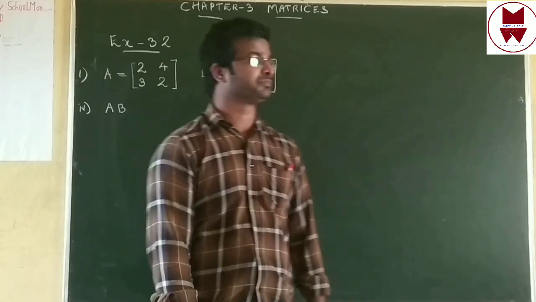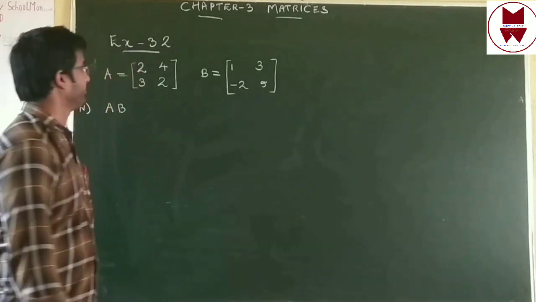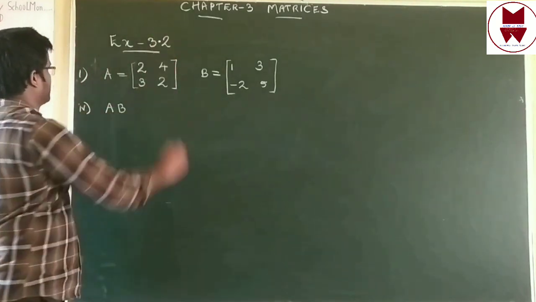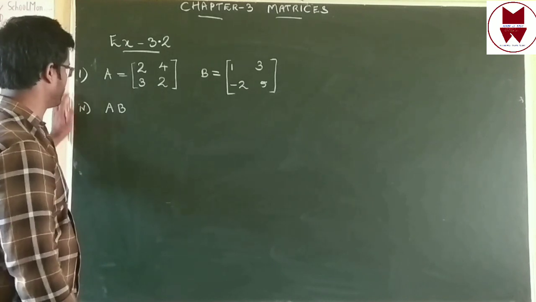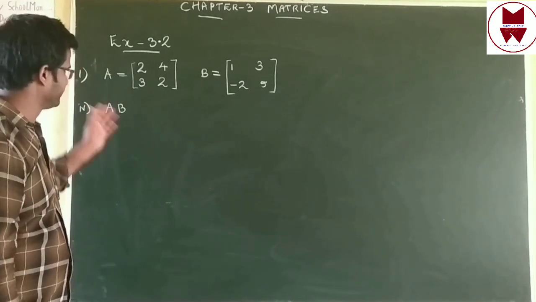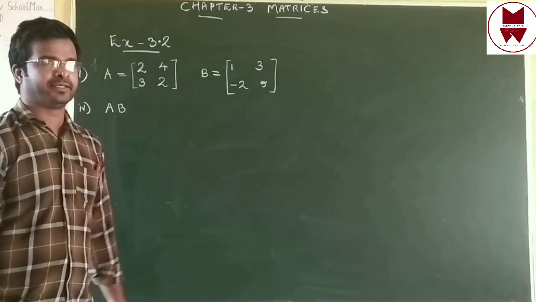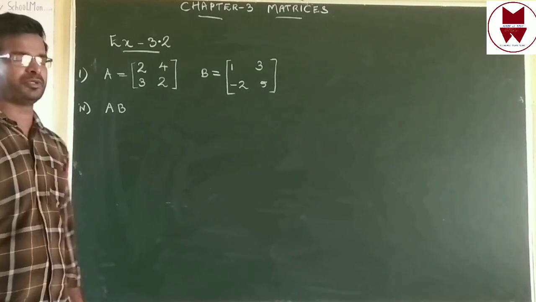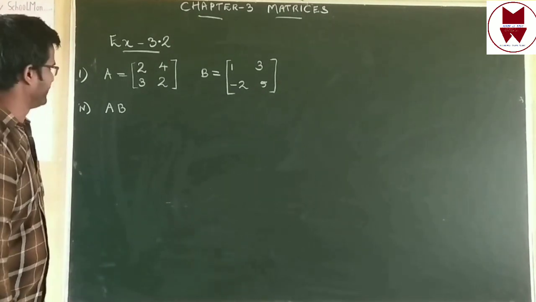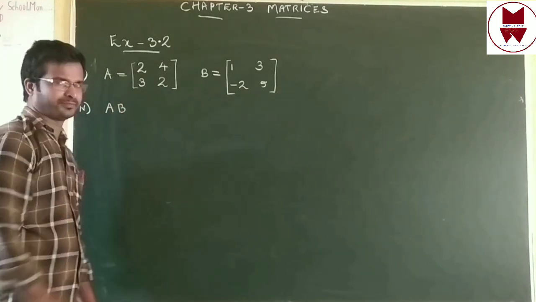Today we will study Chapter 3 Matrices, Ex-3.2, question number 1, Roman number 4. The previous questions, Roman numbers 1, 2, 3, we already did. Now we can do Roman number 4. In this question, two matrices are given.